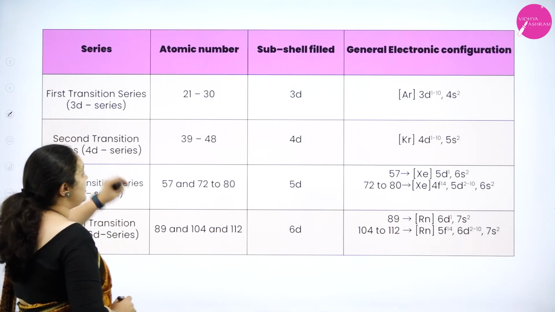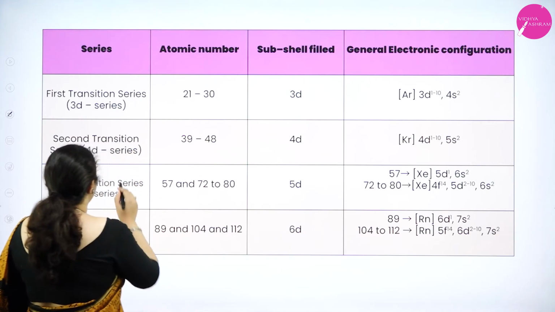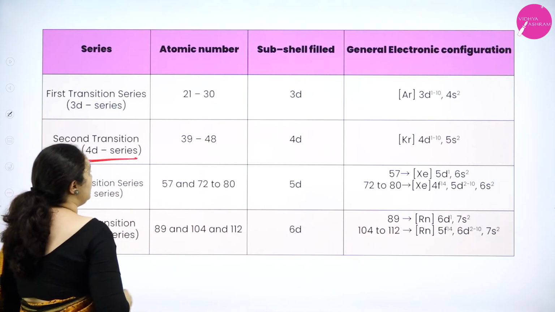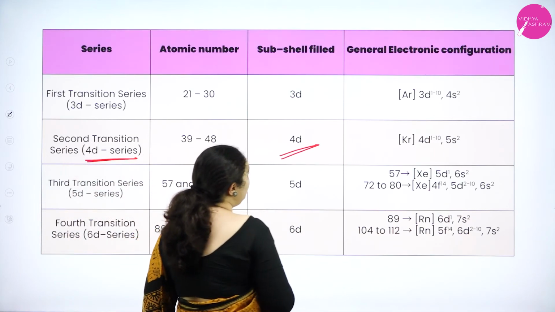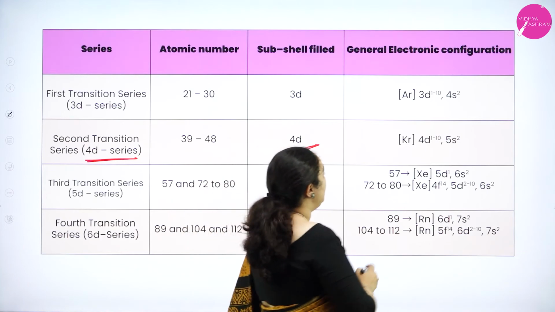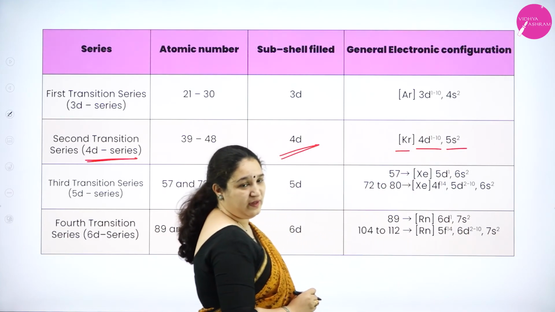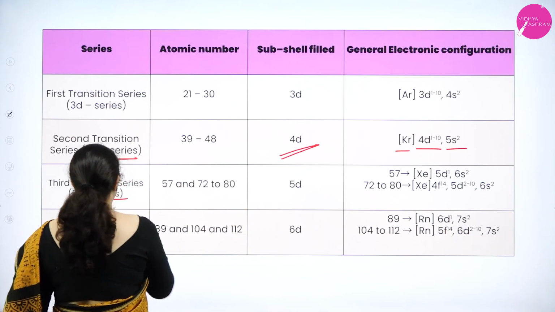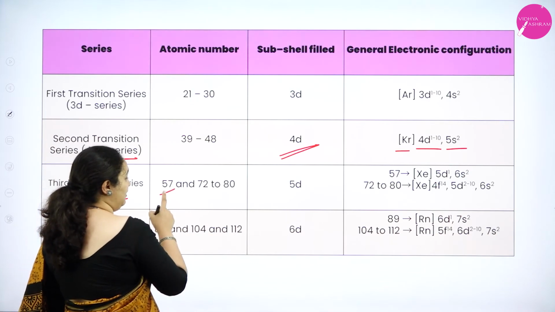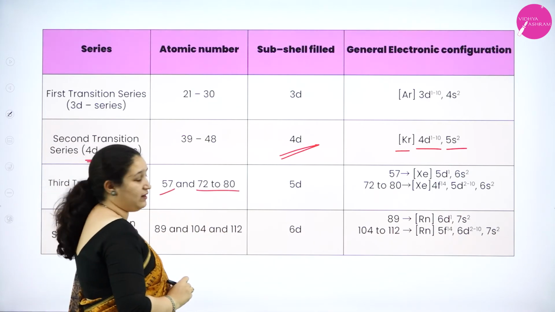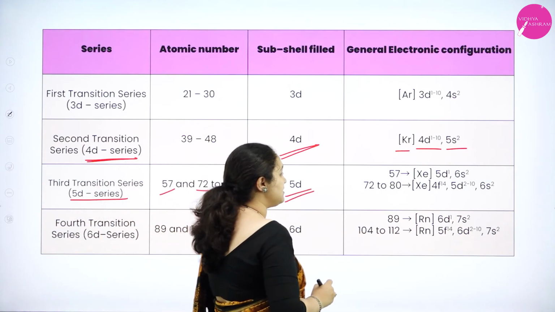So first transition series is argon 3d 1 to 10, 4s2, and the second transition series, that is the 4d series, 39 to 48. Here you can see 4d is getting filled up. So it is krypton 4d 1 to 10, 5s 1 to 2. Then we have the third transition series, that is the 5d series, in which we have 57 and then from 72 to 81. So 1 plus 9, it is 10 elements. So it is filling up the 5d transition series.